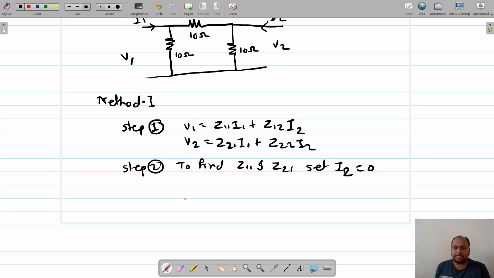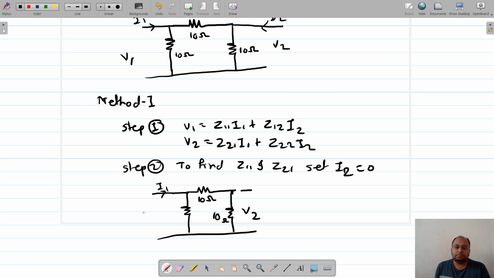So let us redraw the circuit diagram. This is my circuit diagram again. Now I2 will not be in the picture because we have made it 0. V2 will be there, and V2 is the drop across this 10 ohm resistor. Now there is no connection here, this is an open circuit. And this is I1, this is V1.